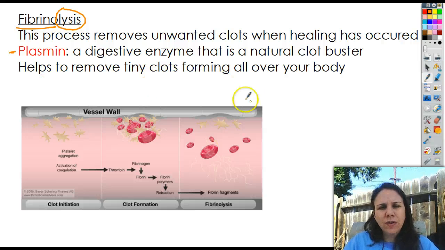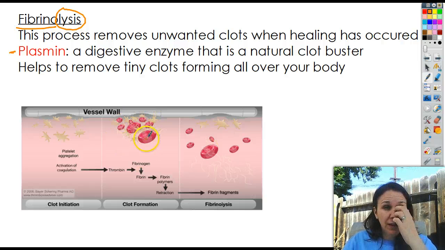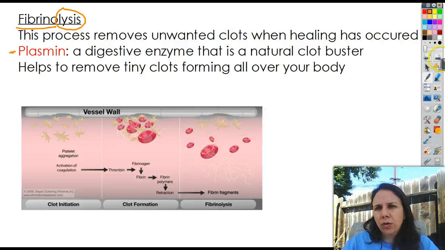And so, because you've got little teeny clots forming all over your body, you don't even know it. But we don't want those to turn into big clots, so we're going to break those up. Or if you had a clot from an injury, well then we don't want it to stay there, we want it to go away. And so plasmin's going to come in and eventually clean it up, and then everything will be good to go, good as normal.